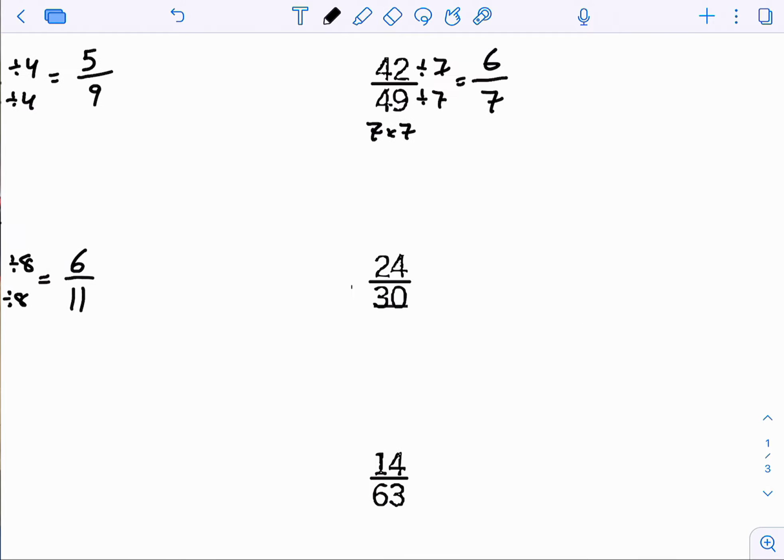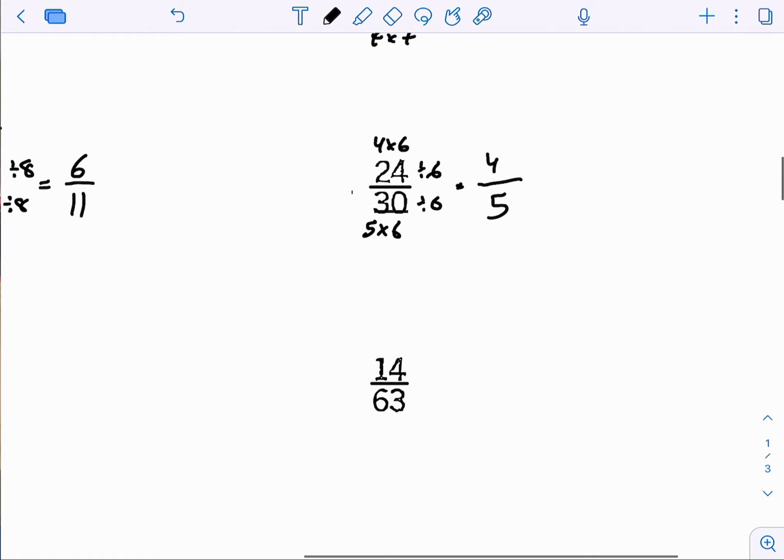24 and 30. In my head, what comes to me is 5 times 6 gives me 30. Okay, 5 times 6. How about 24? 4 times 6. Divide by 6, divide by 6. Okay, so that's going to give me 4 over 5.